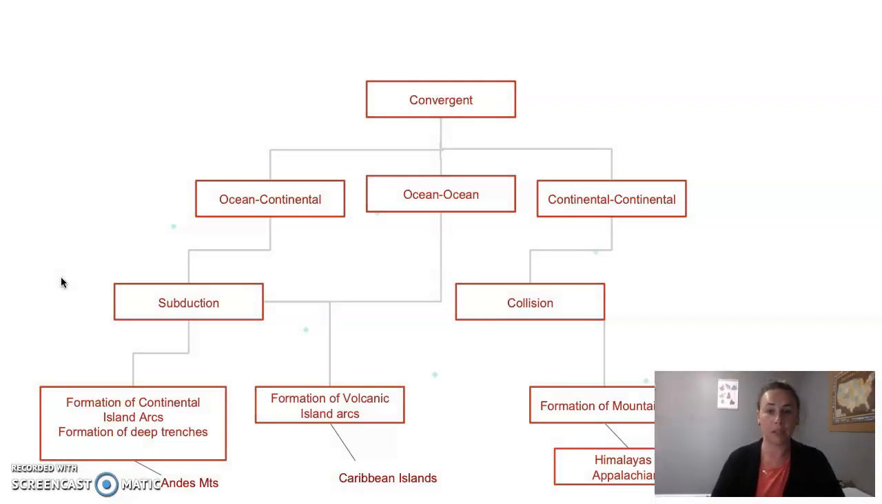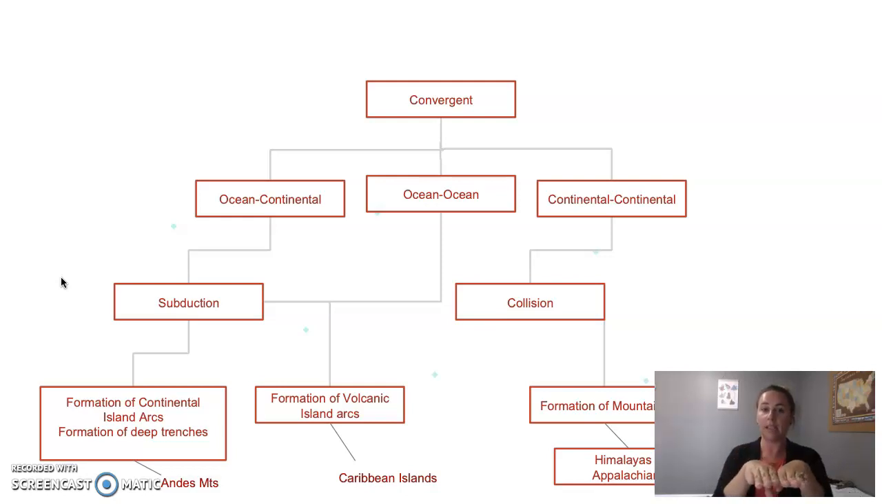Now, convergent boundaries is where it gets a little more exciting. The players involved in convergent boundaries are oceanic lithosphere and continental lithosphere, so you can have three different combinations. You can have oceanic crust and continental crust. When they meet along plate boundaries, one is subducted underneath the other. That means the heavier, denser plate is going to be subducted underneath the lighter plate.